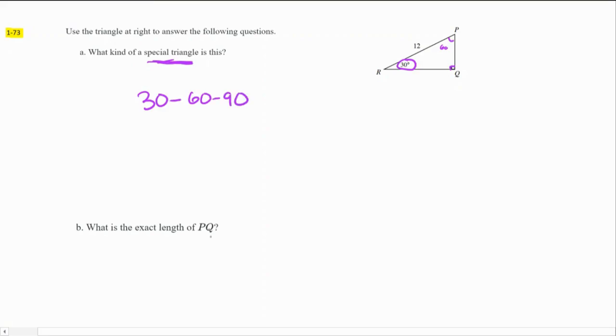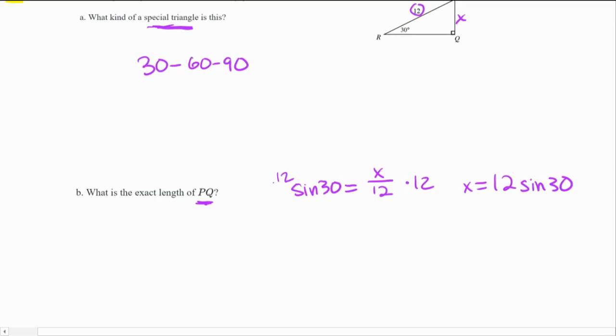What is the exact length of PQ? So a couple things that we can do here. Because I have an angle and the hypotenuse, I can use sine to help me out with this, because sine of 30 is equal to the opposite, which I'm just going to call x here, over the hypotenuse, which is 12. And to solve, I'm going to multiply both sides by 12, which says that x is equal to 12 sine 30. Now, technically, this is an answer, but we can actually make this a little bit neater, because this is going to end up being a whole number, I think.